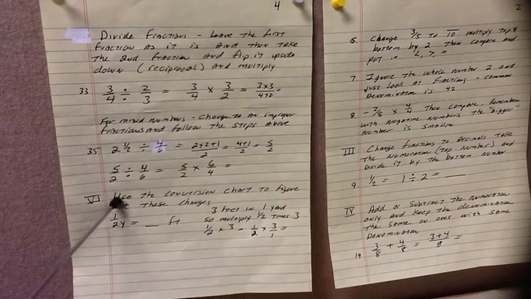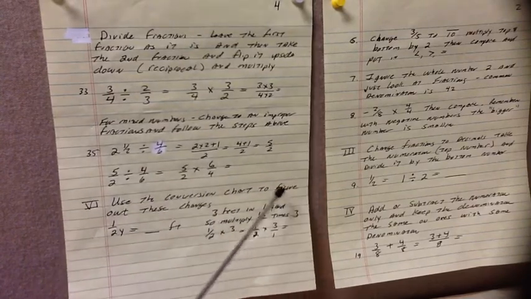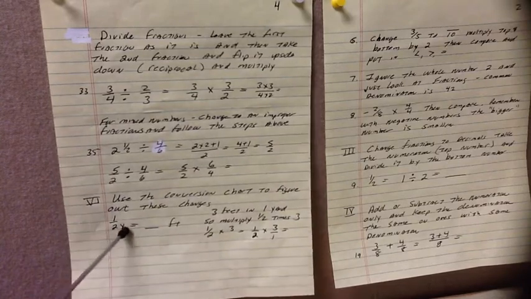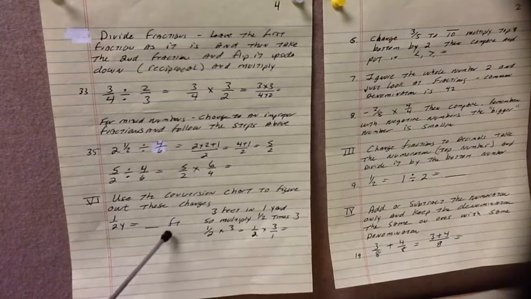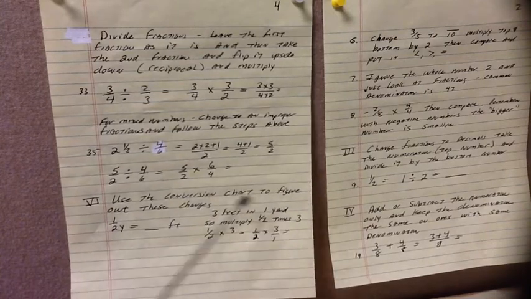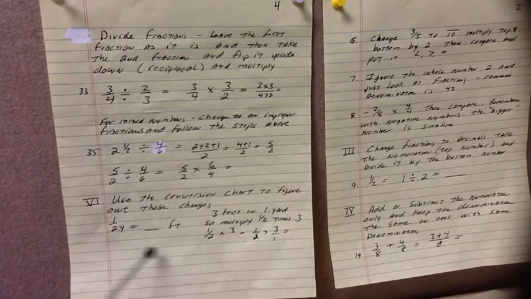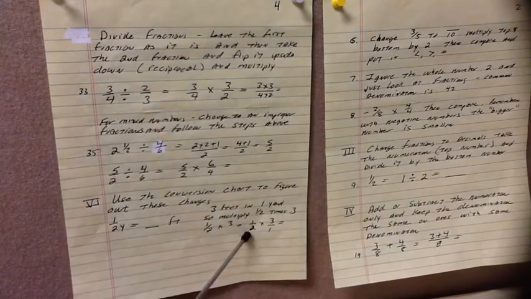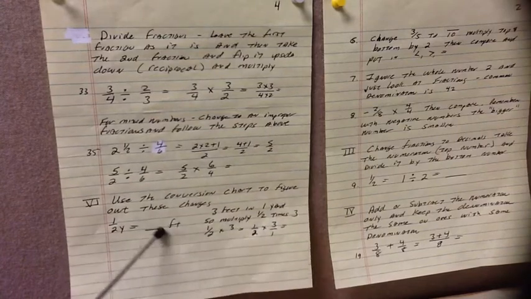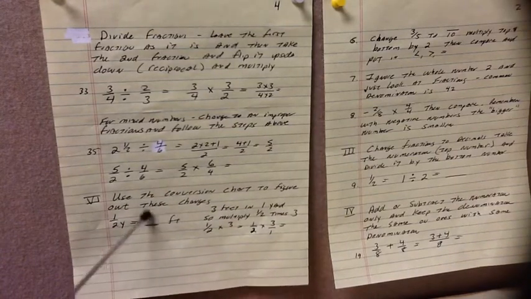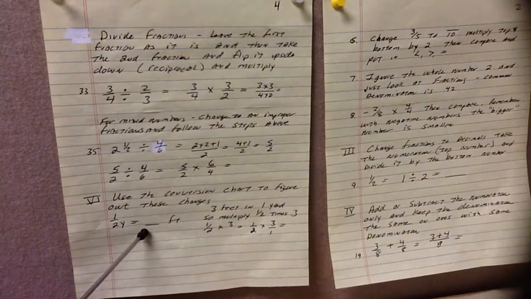Now, the last set of problems is use a conversion chart to figure out these changes. Okay, 1/2 of a yard equals how many feet. I use a conversion chart. 3 feet is equal to 1 yard. So I multiply 1/2 times 3. 1/2 times 3 is 3/2. So 1/2 yard is equal to 1.5 feet, or 3/2 for this one.